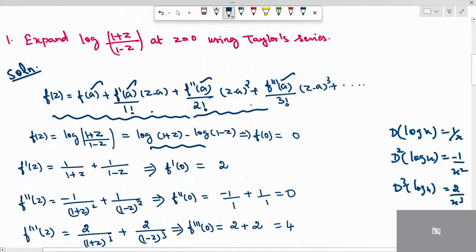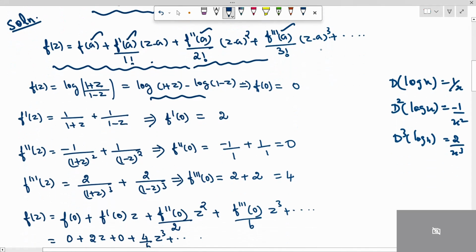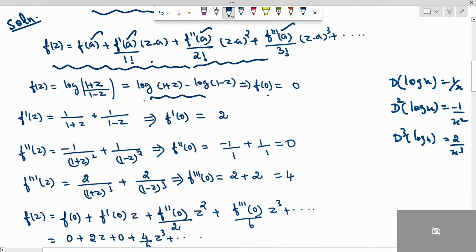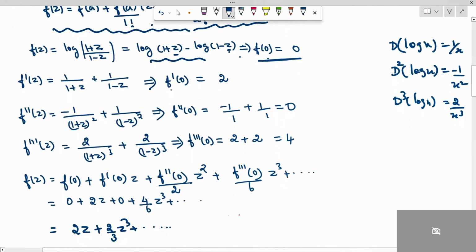In the question it is clearly given: expand this log term at z equal to 0 using Taylor series. First calculate f of 0. Substitute z equal to 0 in this equation. Here we get log 1, whose value is 0, and here also log 1 is 0, so f of 0 is 0. Then find f dash of 0. Substituting z equal to 0, we get 1 plus 1, that is 2. For f double dash of 0, putting 0, we get minus 1 by 1 plus 1 by 1, that is 0. f triple dash of 0 is 2 by 1 plus 2 by 1, that is 4.